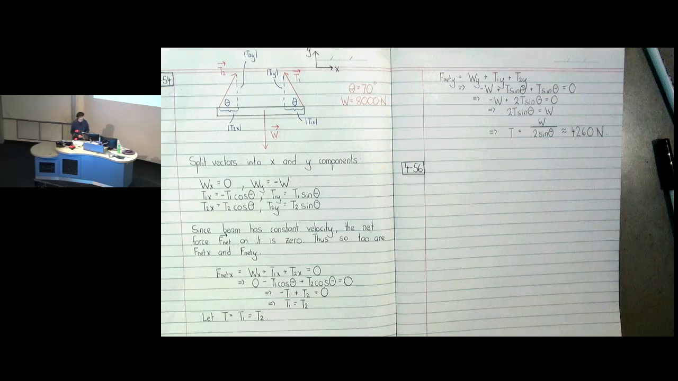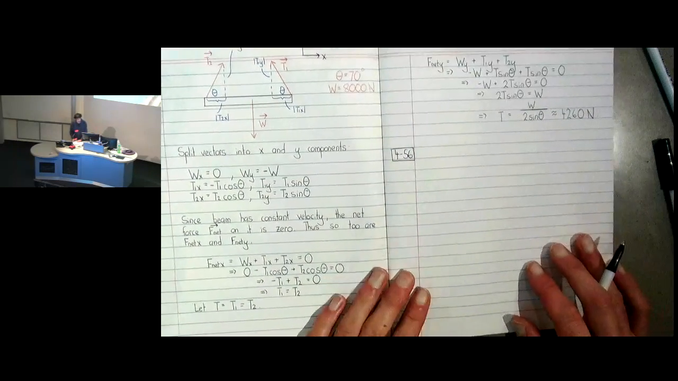So in question 56, we've got a bucket being pulled up from somewhere, and initially the tension in the rope is something. There are two ropes over it, so a single rope that's connected over a pulley in the first case, and then in the second case we just have a rope going over a pulley, so it only connects onto the bucket once. And it wants us to know, for the second case, what is the tension in the rope.